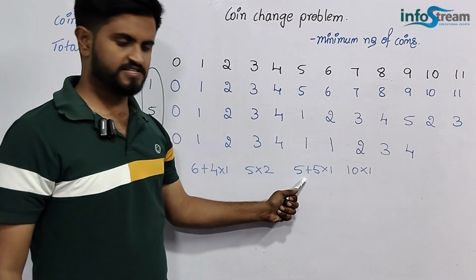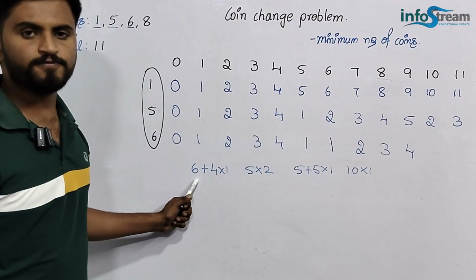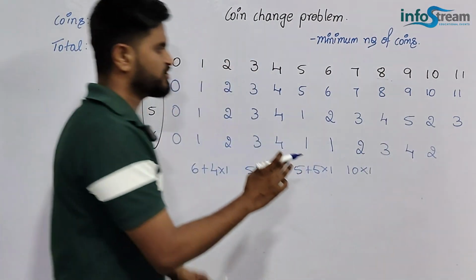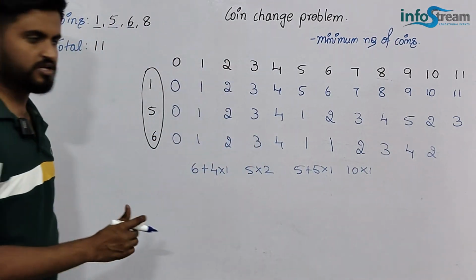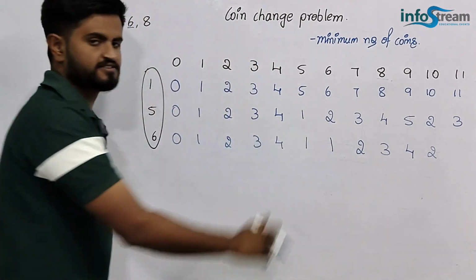Here I am using 10 coins. Here 5 plus 1, 6 coins. Here just 2 coins. And here 4 plus 1, 5 coins. So the least is 2 coins. That is, I will be giving two 5 rupee coins to the customer as the change. That is the minimum number of coins that we can give as the change.